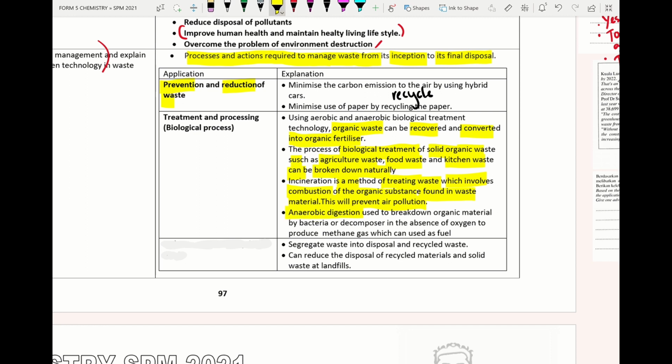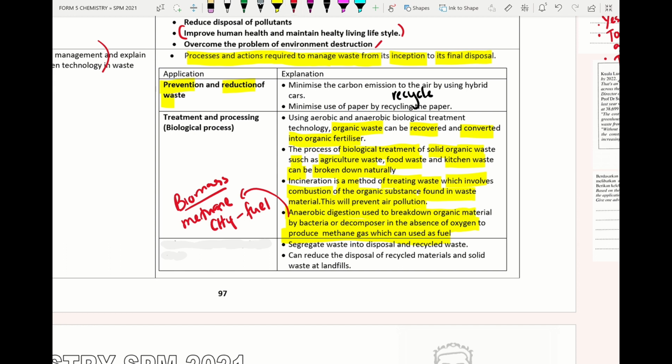All right, and next one, anaerobic digestion. Anaerobic digestion is used to break down organic material by bacteria or decomposer in the absence of oxygen to produce methane gas, which is used as fuel. So this method is known as biomass. Biomass is a renewable source of energy. In this biomass, we will get the product methane, CH4. This methane is used as a fuel. All right, so fuel for the vehicle.